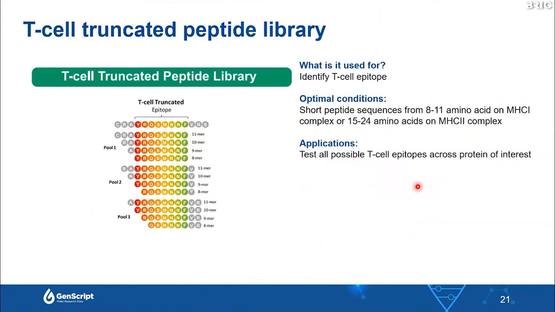So this truncated peptide library could also be used to identify T-cell epitopes. So optimal conditions for this kind of libraries are short peptide sequences from 8 to 11 amino acids on an MHC1 complex, or 15 to 24 amino acids on the MHC2 complex. So applications include testing all possible T-cell epitopes across a protein of interest.